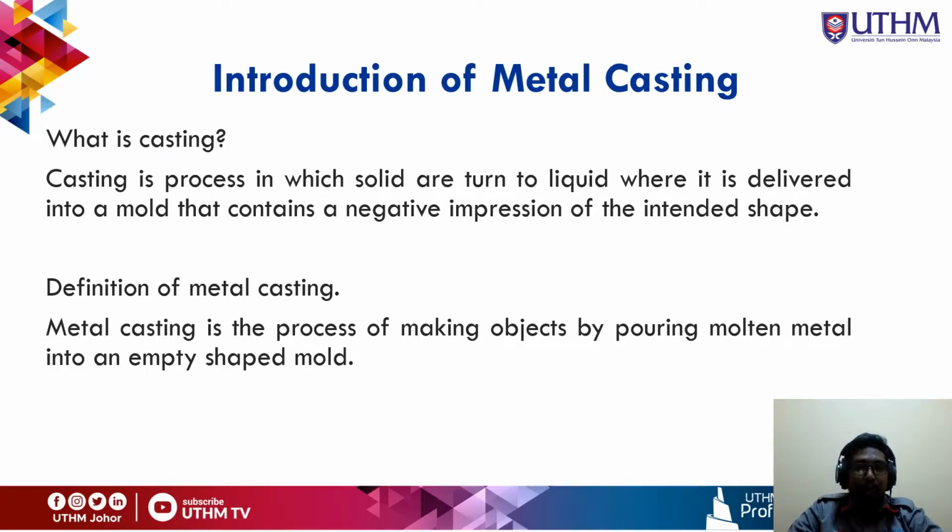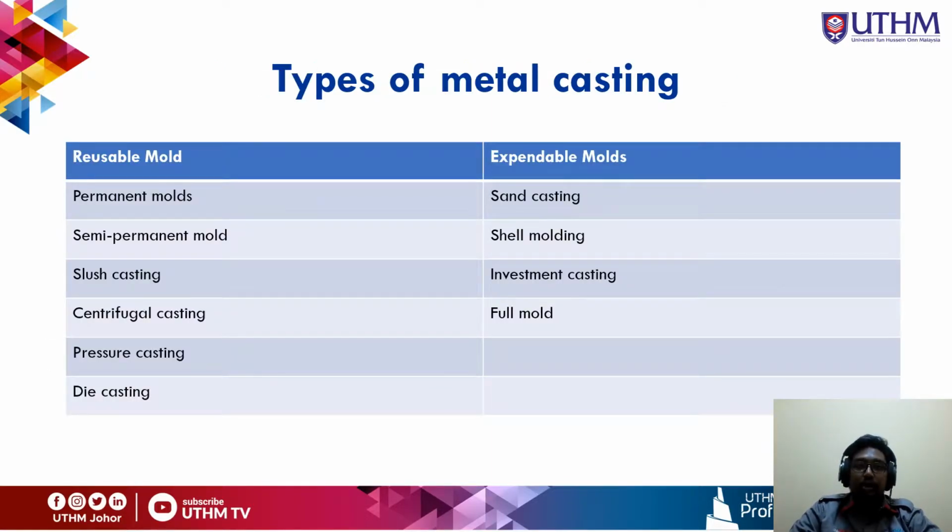So, the definition of metal casting. Metal casting is the process of making objects by pouring molten metal into an empty shaped mold. Casting uses the idea that liquid metal can take the shape of any vessel containing it.